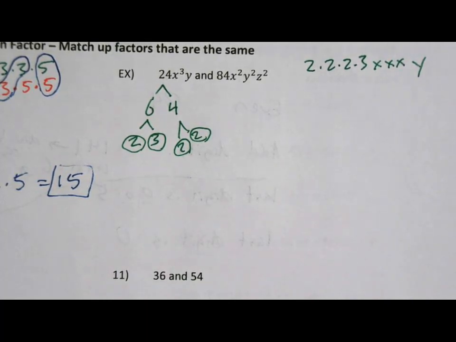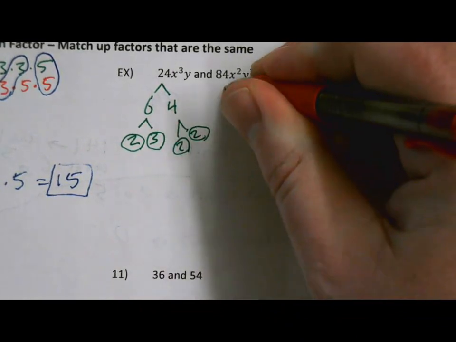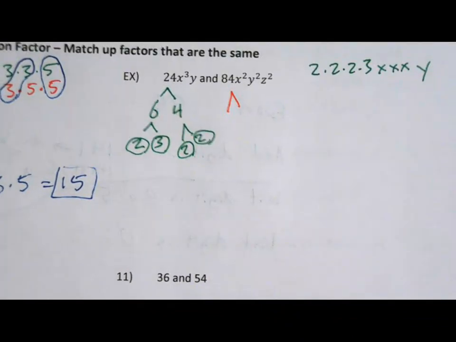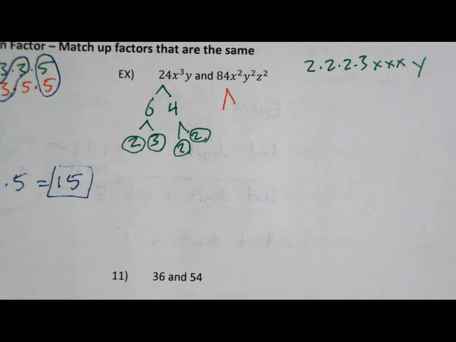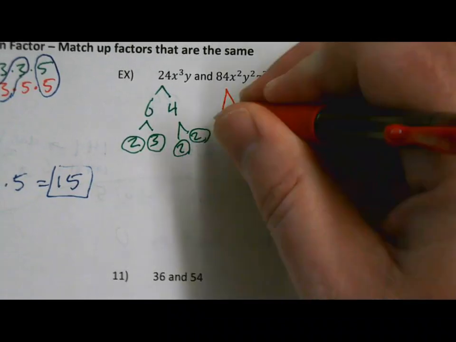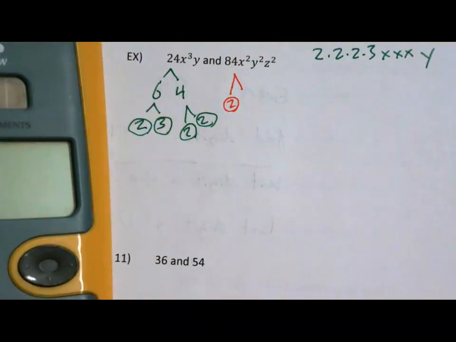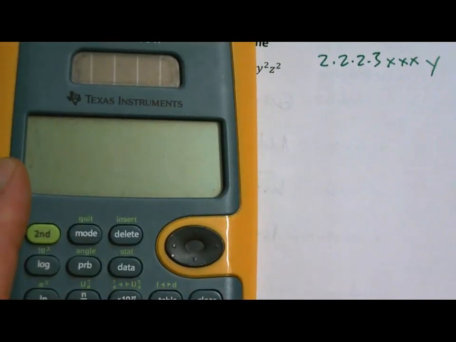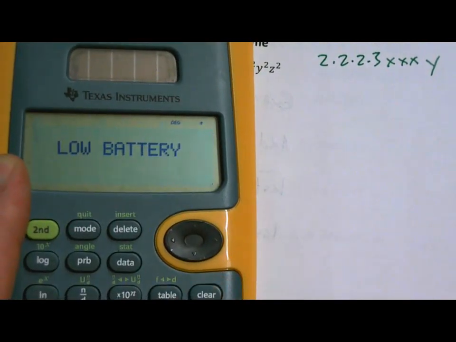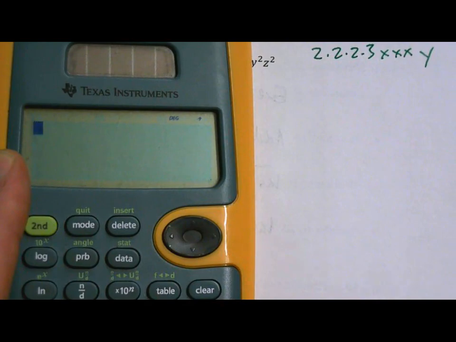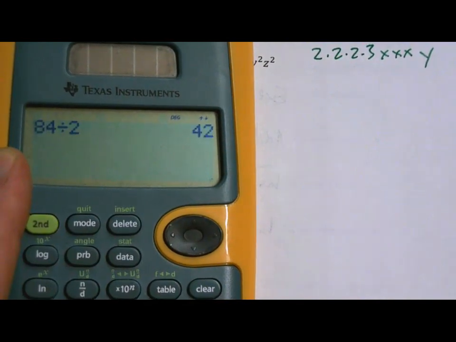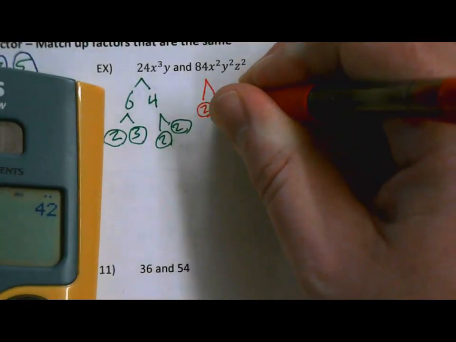Now let's do 84. What do you guys think? What goes in 84? 2, yeah, 2 goes in 84. It's even, right? You said 42? I'm going to check that. 84 divided by 2. Oops, got to turn it on first. 84 divided by 2 is 42. Okay, agreed. 42 is not prime, though.